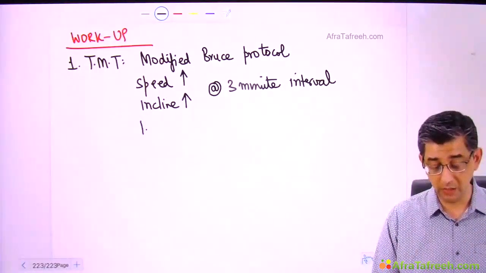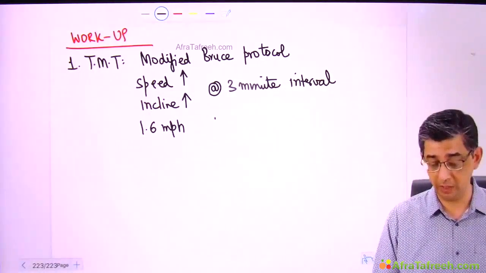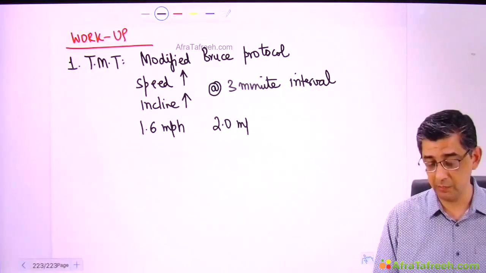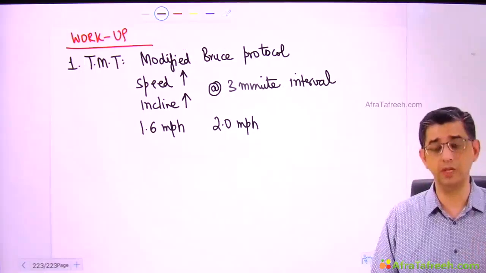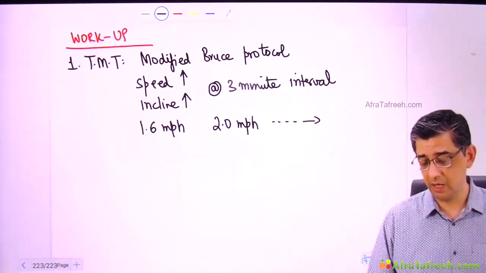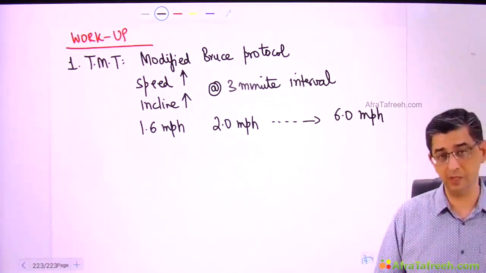We will gradually increase the speed. Let me say it is 1.6 miles per hour at the moment. After 3 minutes, we'll increase the speed to 2 miles per hour. That's going to be rather slow walking. Then we increase the speed to 3 miles per hour, and we'll gradually keep on increasing. And usually we make the patient go as fast as up to 6 miles per hour.